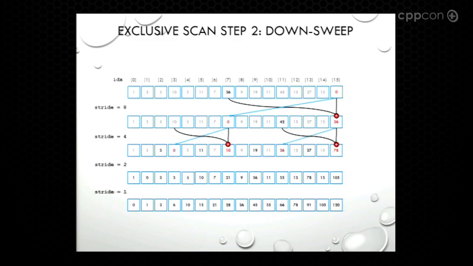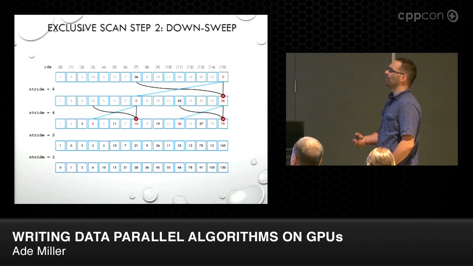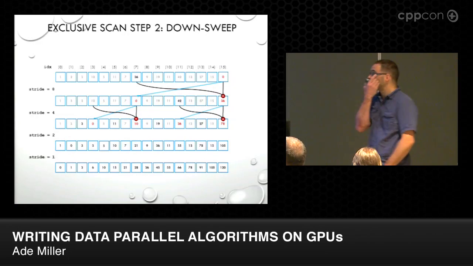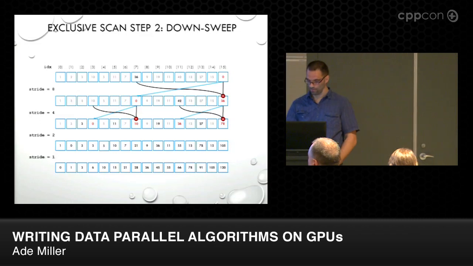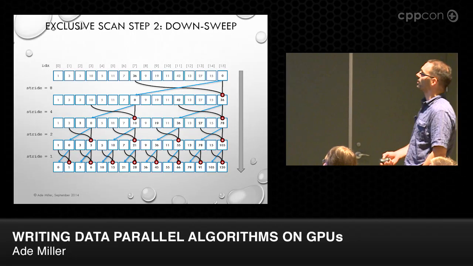So in my next set of operations, I'm going to use a stride of 4. I'm going to add and copy the next set of elements. Same again. And same again. And magically, we actually have the result we expect at the bottom, which is an exclusive scan.